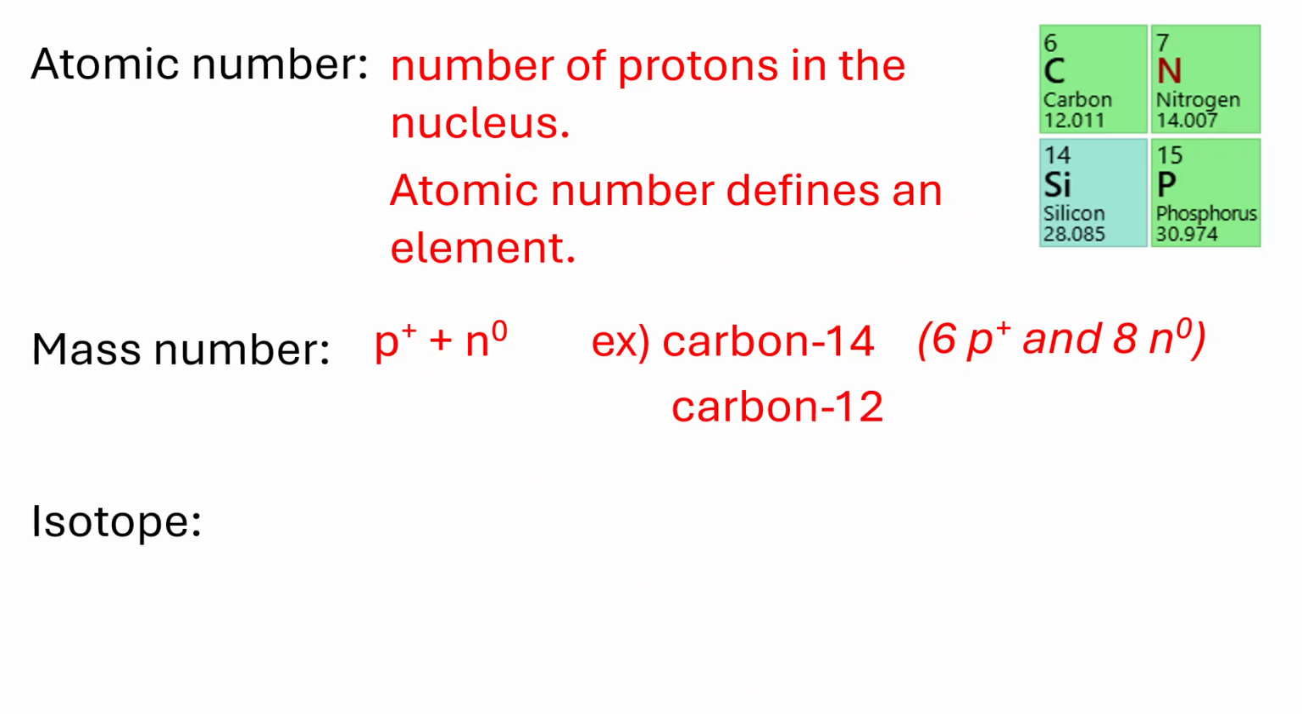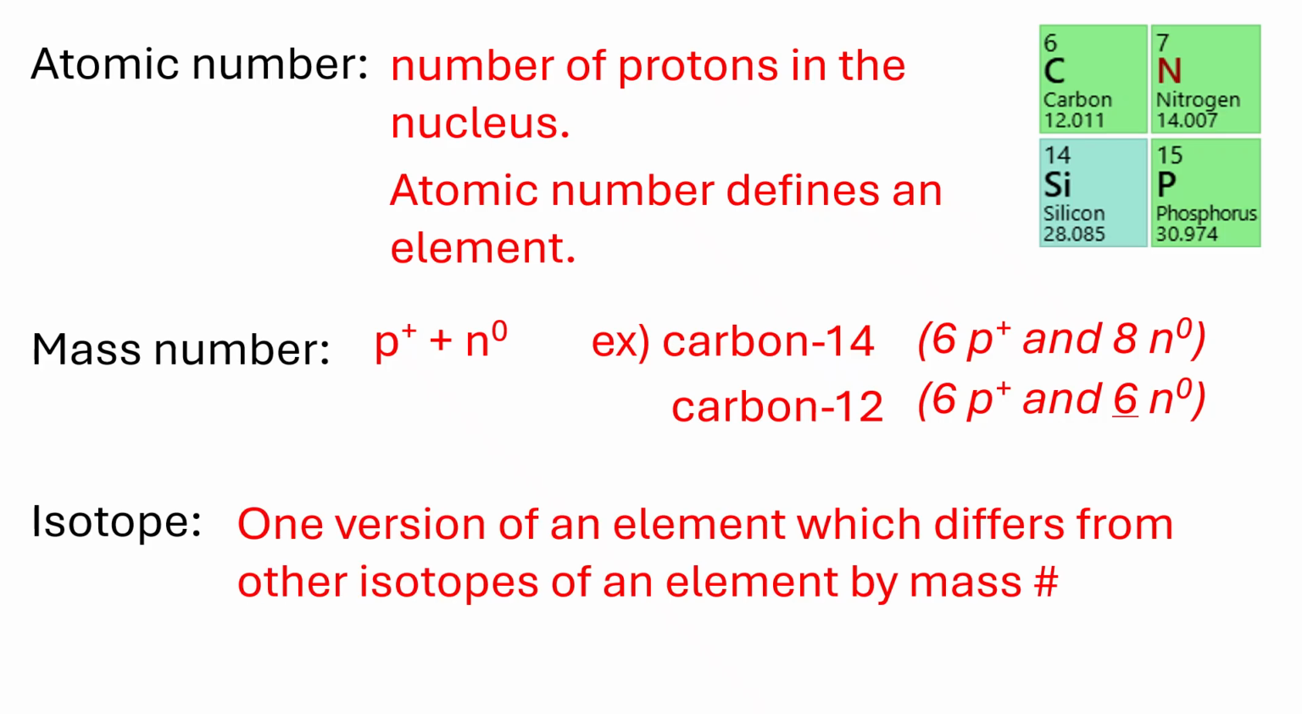Another example would be carbon-12, the much more common isotope or version of carbon, which of course still has 6 protons because all carbon has to have 6 protons. But this time, because the mass number was 12, that means it must have 6 neutrons. And then finally, I've already used the term a little bit, but what is an isotope? An isotope is just one version of an element, and it differs from other isotopes or other versions of that element by mass number. So carbon-14 and carbon-12 are both isotopes, 2 different isotopes of carbon, because they differ in the number of neutrons, 8 versus 6.